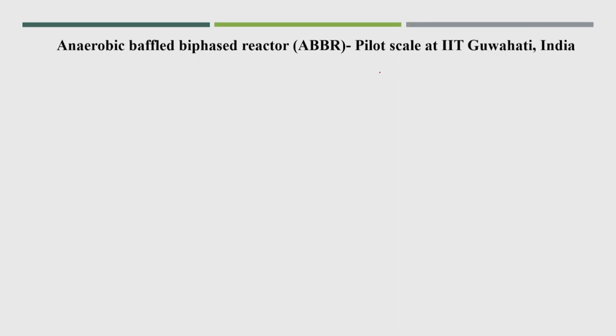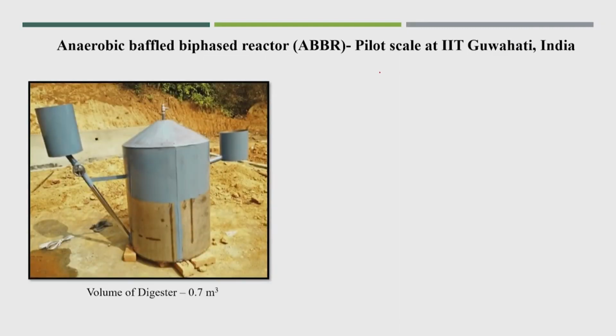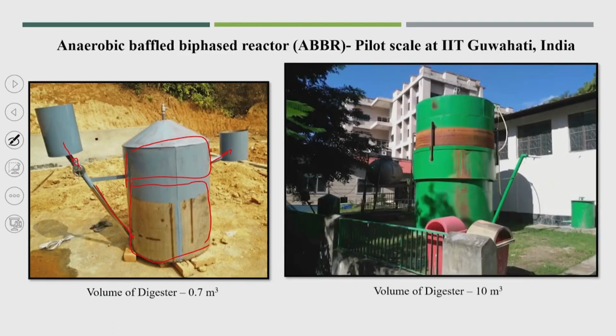So, they also studied it at pilot scale. This is a 700 liter, or 0.7 meter cube, reactor. Here, 500 liters was for the degradation process and the remaining 300 liters was for gas storage. It is a fixed dome reactor, and this is the inlet. The inlet is added from the bottom and the outlet is at the top area, so only the slurry will come out, and this is the very big reactor.